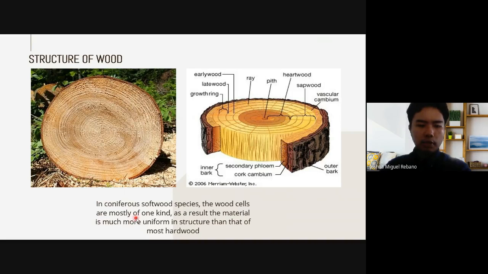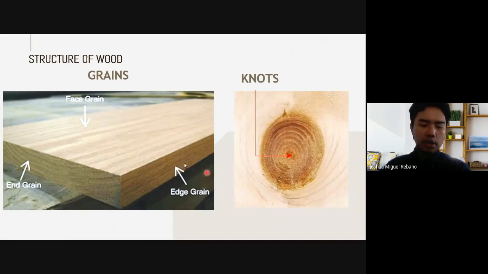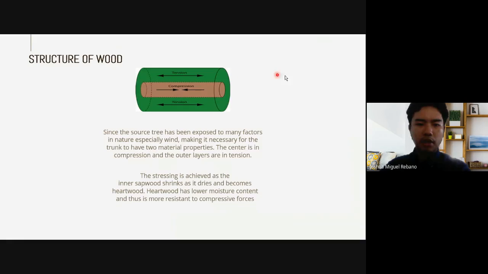So in coniferous softwood species, the wood cells are mostly one kind, and as a result the material has a much more uniform structure than that of most hardwood. So what are these softwood and hardwood species? Let's talk about that later. So also in samples of wood being used in construction, there are characteristics here which are called knots, and this edge here is called the face grain. This one here is called the end grain, and this one is the edge grain.